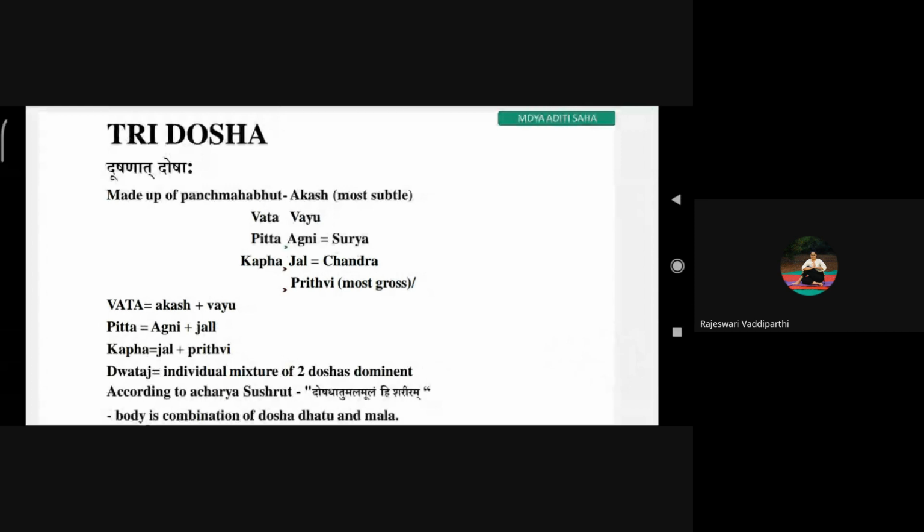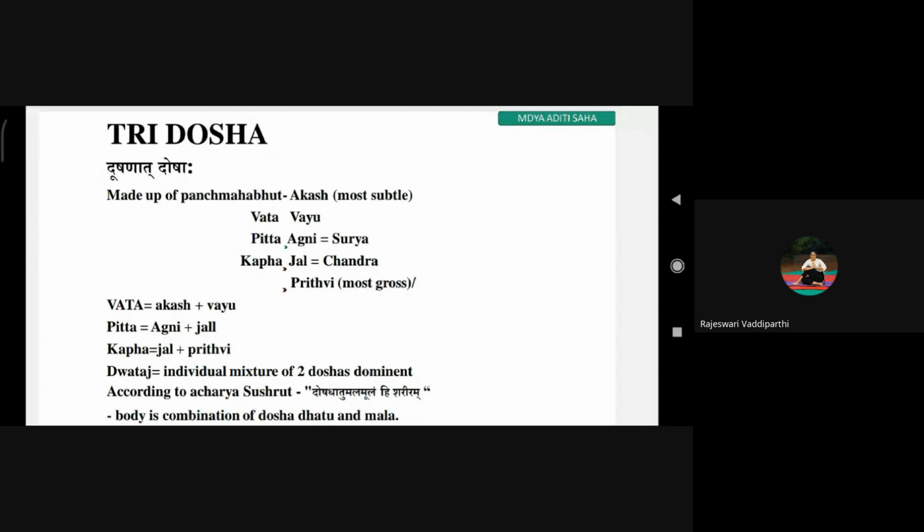Today we will learn three doshas, which are the main pillars of Ayurveda. Now, if we go for the definition of a dosha, in Sanskrit it comes from Dushanat dosha, which means if they get unbalanced, then it produces dushan, meaning pollution in the body.